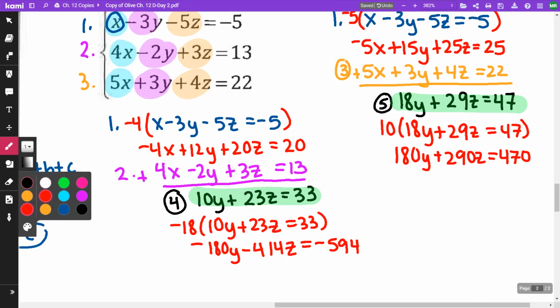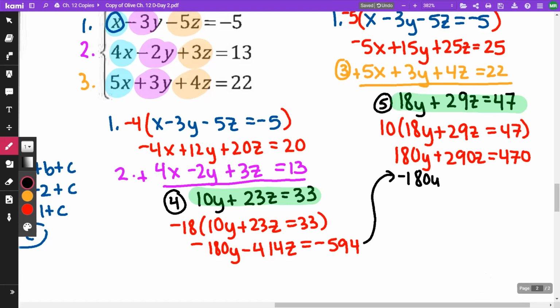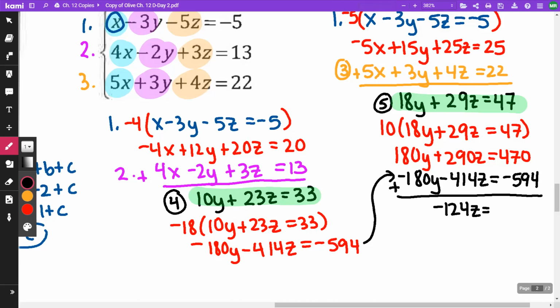So now let me take this to here. And so I have a -180y minus 414z is equal to a -594. I'm going to combine. My y's cancel out. 290 minus 414 is going to leave me with a -124z. 470 minus 594 is going to leave me with a -124. As ugly as it looked, I'm going to end up getting z is equal to 1.